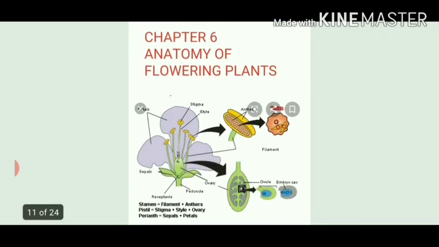Chapter number 6 talks about anatomy. Anatomy means internal structure. Here you can see how it differs. Here all the parts are cut and studied, to see how seeds are produced inside the fruits.